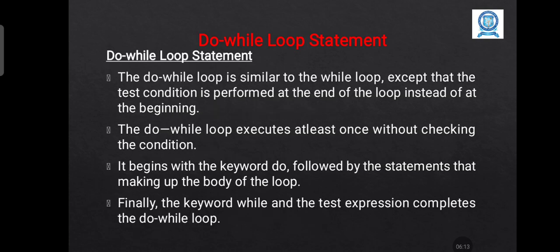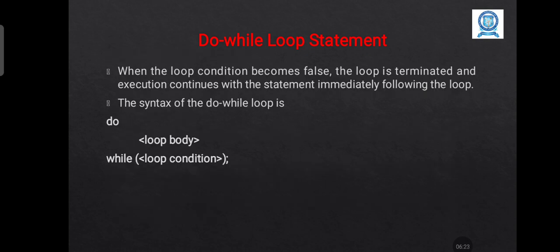Then the do while loop. This is similar to the while loop, but here the structure is different also. The execution flow is different. Initially we will have the do, after which we will have the body of the loop or set of statements of the loop. Then finally we will have the keyword while and the loop condition. So initially, for one time without checking the condition, the loop body gets executed. Then the condition will be checked. Then if the condition is true, again the loop body will be executed again and again until the condition becomes false.